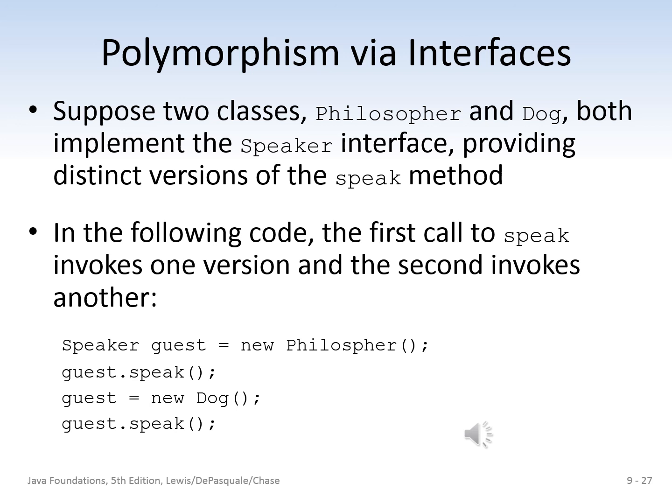Then we reassign the object reference variable guest, because Dog also implements Speaker. And then in the last line of this example, when guest.speak is invoked, the version of speak is the one defined within the Dog class. So we clearly have multiple versions, i.e. polymorphism.